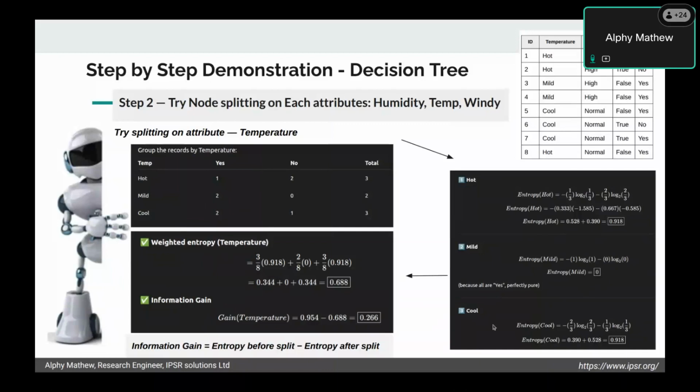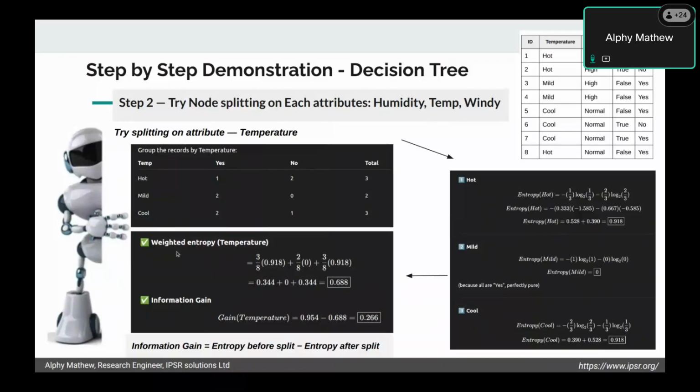Then the same entropy we will find for cool. Temperature equal to cool. The probability of yes in cool is 2 by 3 and no in cool is 1 by 3. So we will substitute there and we get around 0.918 for the entropy of temperature equal to cool. Now we have computed entropy for each group, hot group, mild group, and cool group. Now we need to find the weighted entropy. We only need one entropy for the entire temperature column. For that, we need to find the weighted entropy.